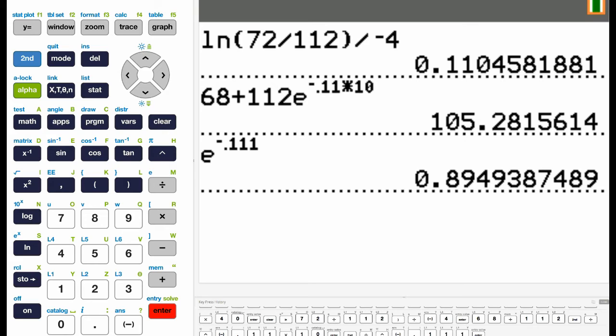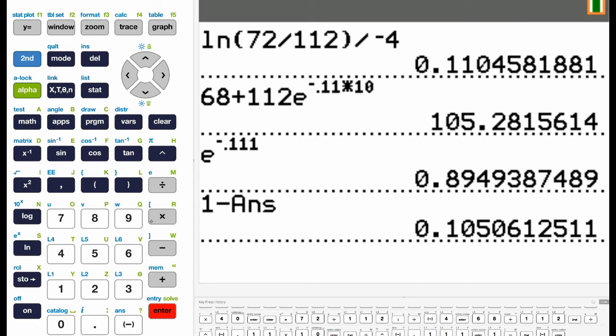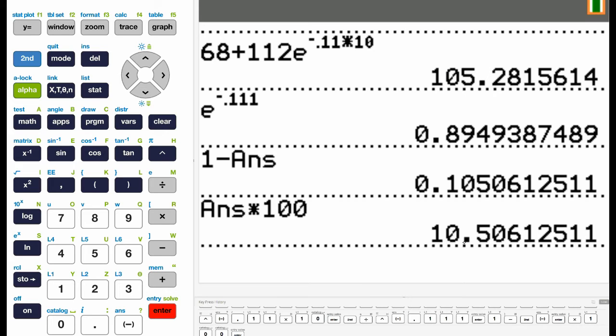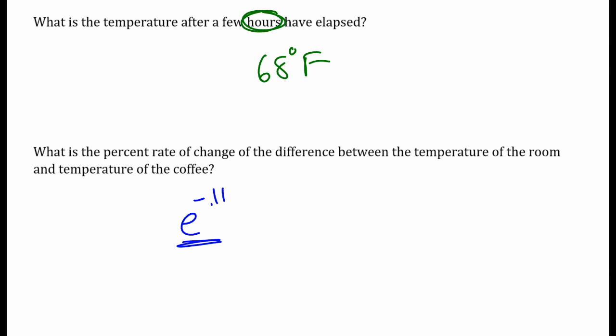Clearly it's decay because it's smaller than 1. I do 1 minus that number and times 100 to make it a percent. So it's decaying by about 10.5% per minute. So the difference between the temperature of the room and the coffee is decaying, getting smaller, decreasing by 10.5% per minute. Every minute, the difference loses about 10% of its degrees Fahrenheit. It goes down by about 10% every minute.